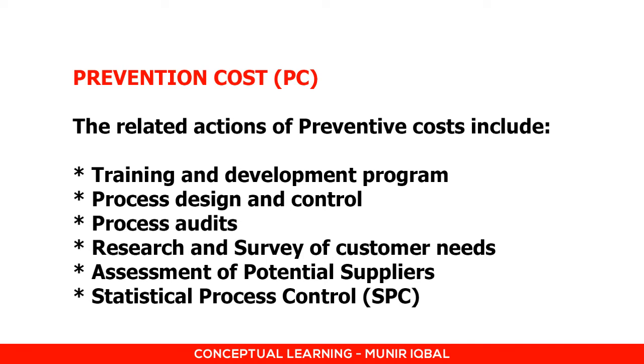Prevention cost is the cost of preventive action which is taken before the start of the manufacturing process to avoid defects and failures. The associated actions of prevention cost include training and development program, process design and control, process audits, research and survey of customer needs, assessment of potential suppliers, statistical process control. Keeping in view the importance of prevention cost, we are going to explain these actions.